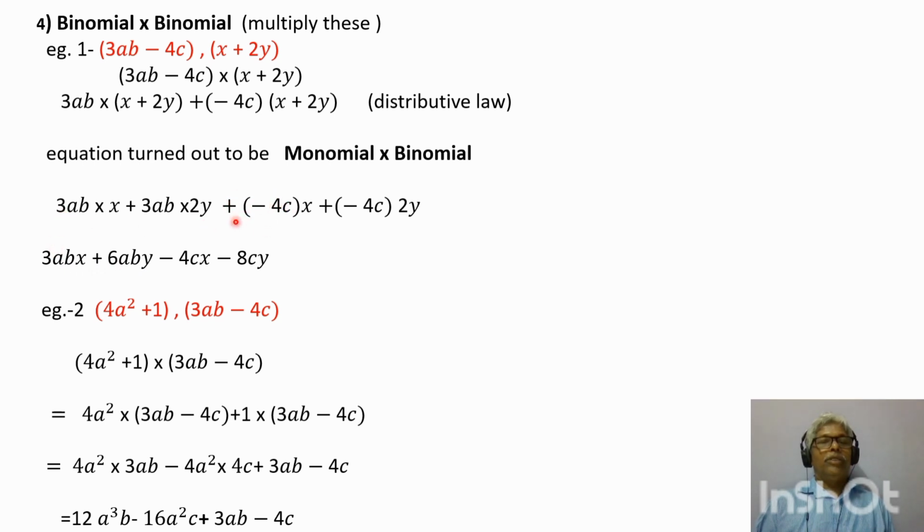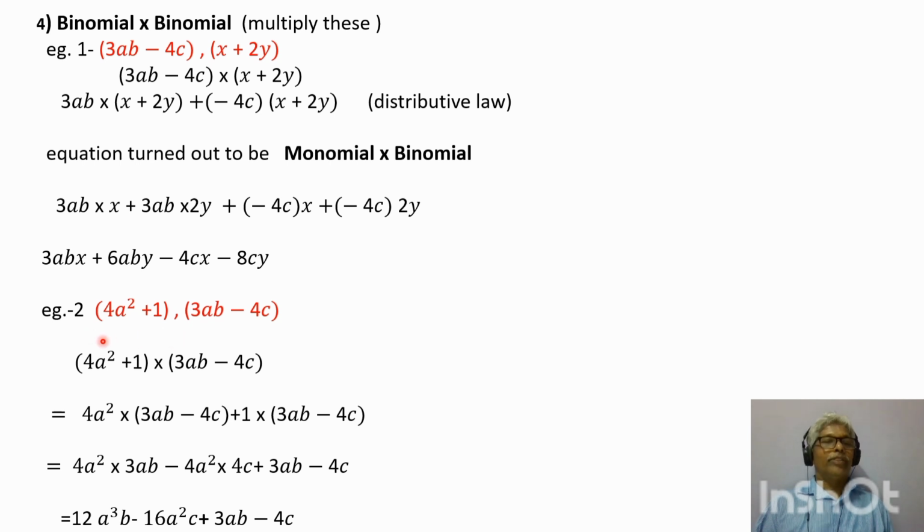Remember signs, these negative signs. Especially when there are negative signs, you should be very careful. 3ab into x is 3abx plus 6aby. This will be minus 4cx minus 8cy. Very simple.